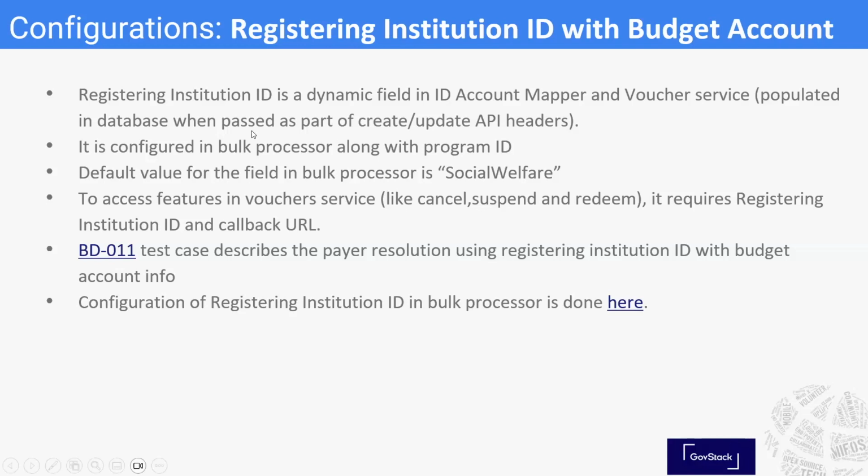So what we want is that this registering institution is given a specific ID along with the budget account, the account where it has provisioned the funds for carrying out bulk transactions as well as the voucher redemption or the voucher creation. The default value for this field in the bulk processor is social welfare, but you could update it if you require. So I will show you.